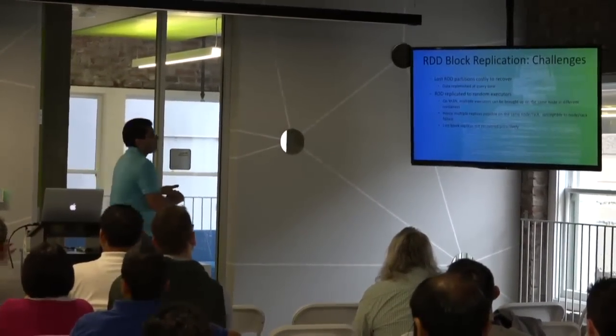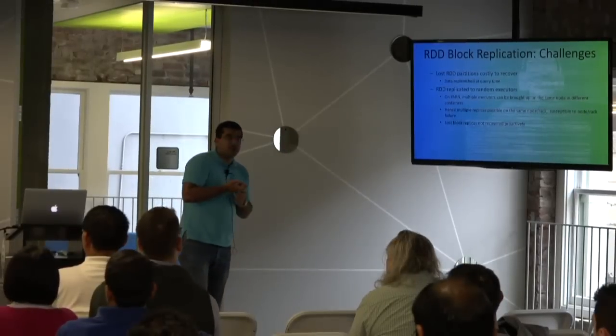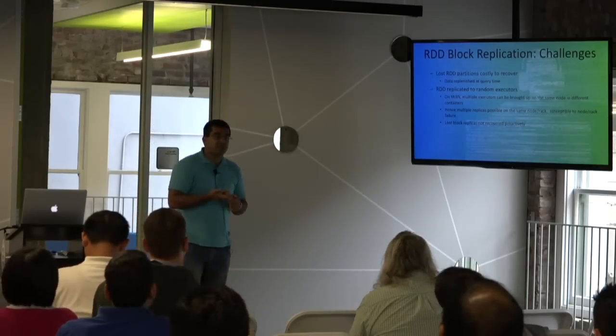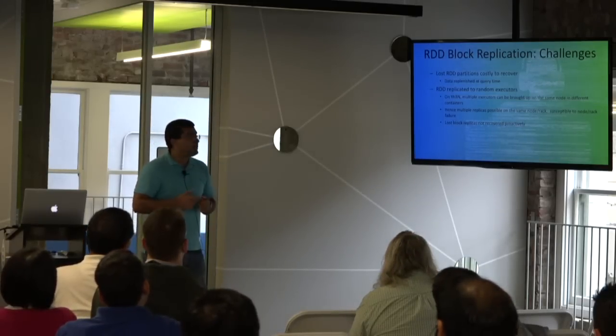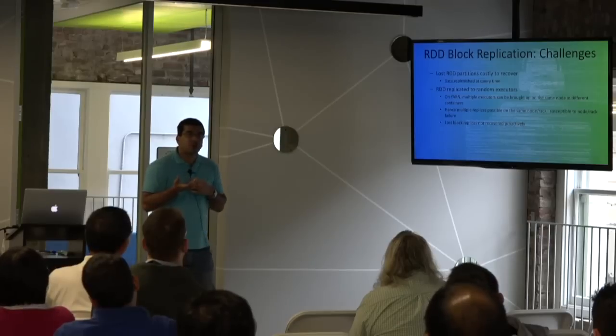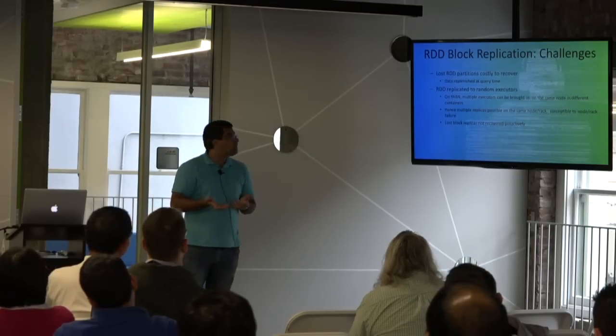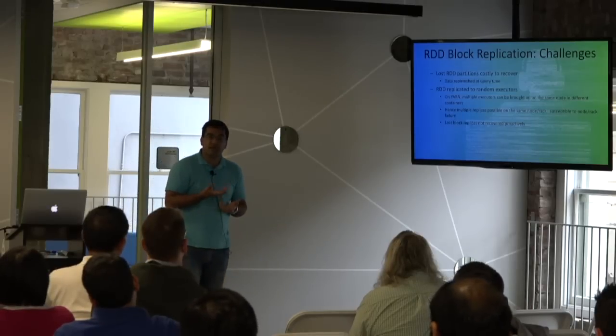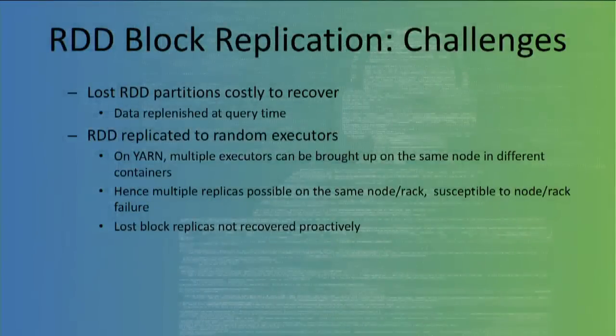What are the challenges with this? Lost RDD partitions are pretty costly to recover, and this data replenishment, because of Spark's lazy nature, happens at query time. Oftentimes, Spark is also run on top of resource managers like Yarn. With Yarn, you can have multiple containers on the same node, and multiple Spark executors running on the same node. Even if you try to replicate data, both your replicas might end up on the same node, because the replication is completely random.